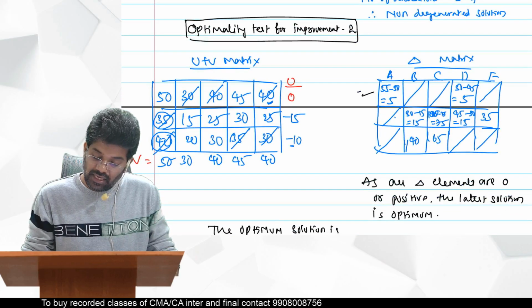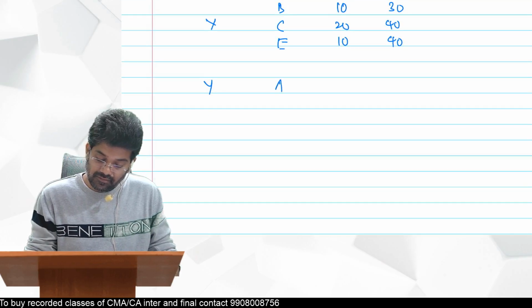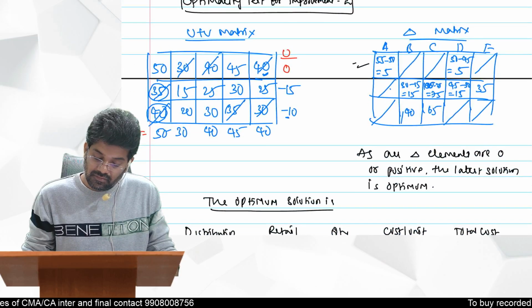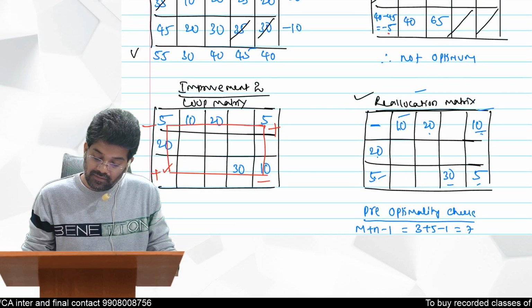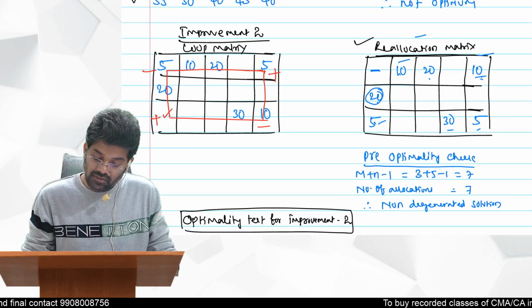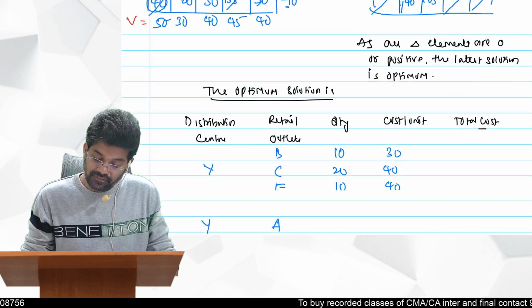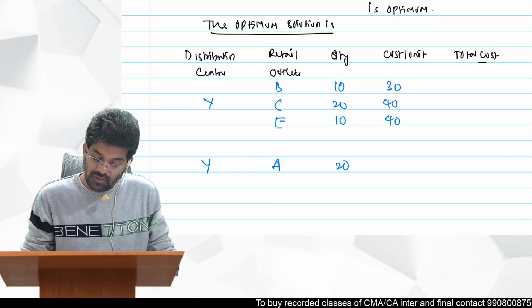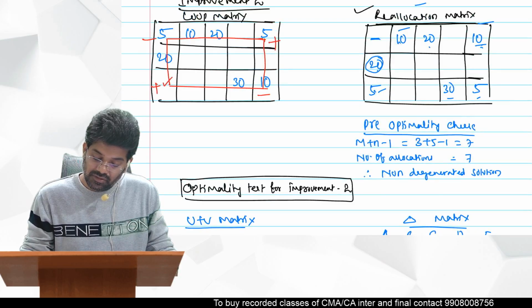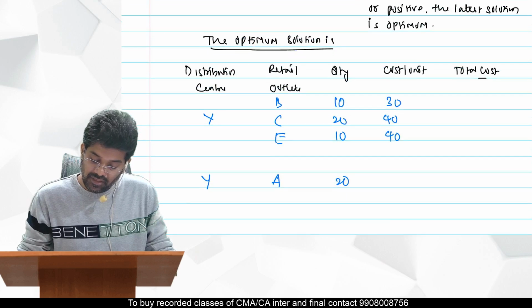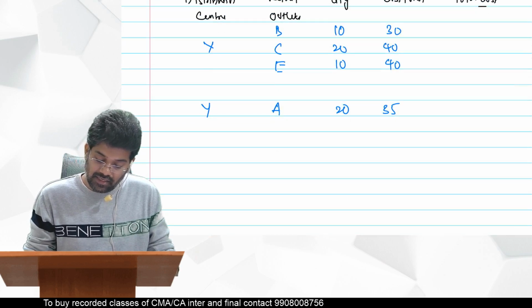Next, distribution center Y. Y is only A. What is the quantity there? Only 20. 20 is the quantity. In the reallocation matrix we take quantity only. What is the cost of that? 20 here. The cost is 35. In the U plus V matrix we take cost only. 20 into 35, you have to calculate.